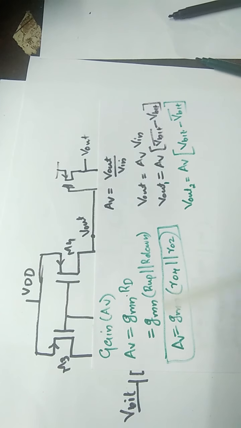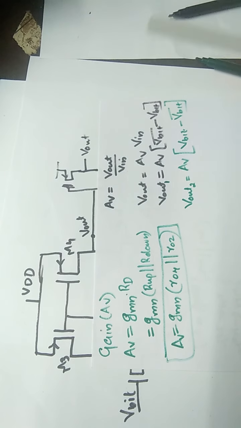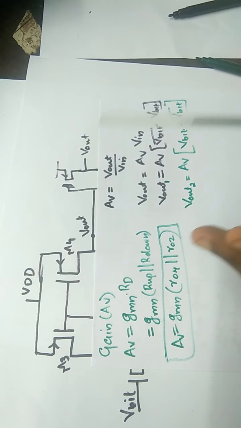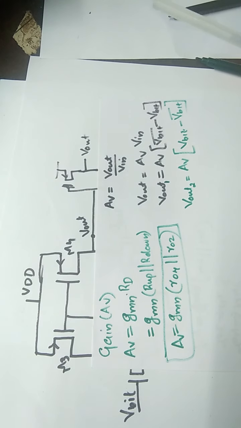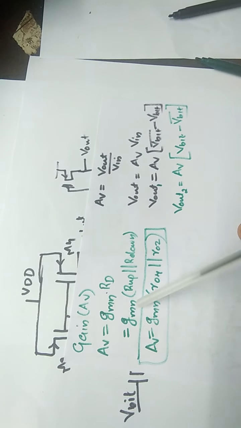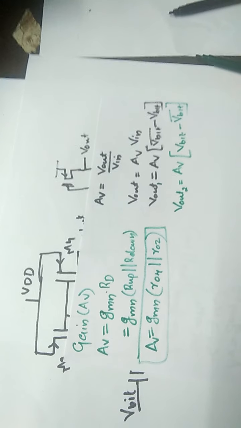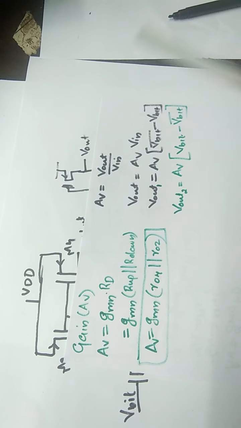One thing that you should keep in mind is the advantage of defining a circuit like this: we can simply control the gain of the entire circuit by changing this GMN. Then how will you change the GMN? GMN can be changed by changing the width of the transistor or by changing the bias current.